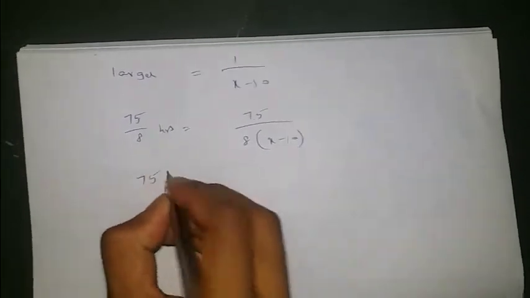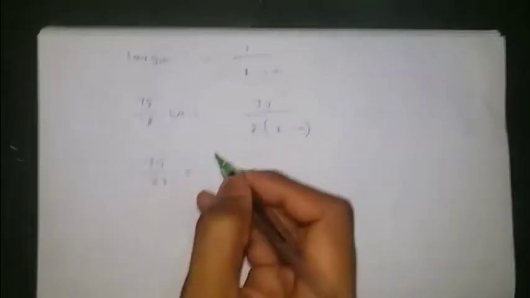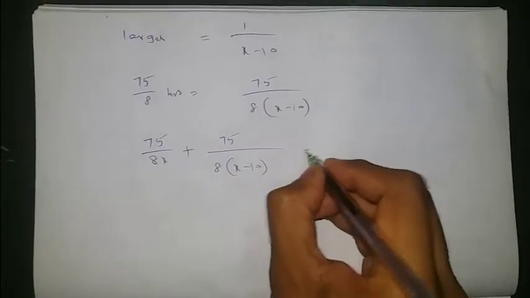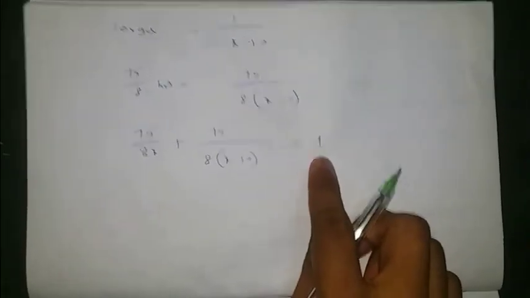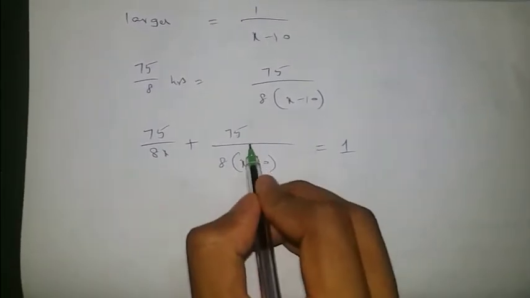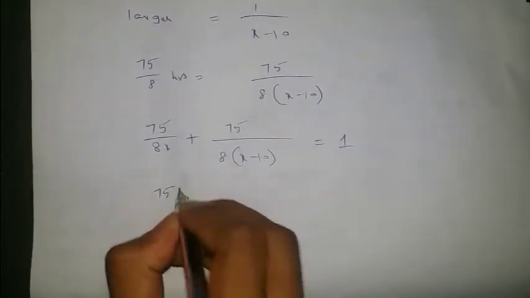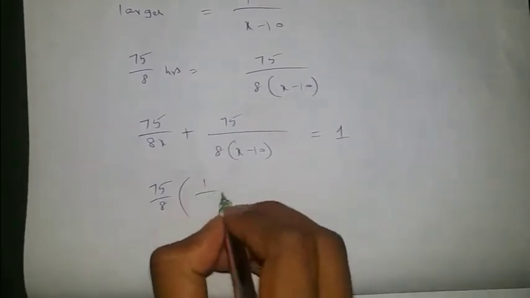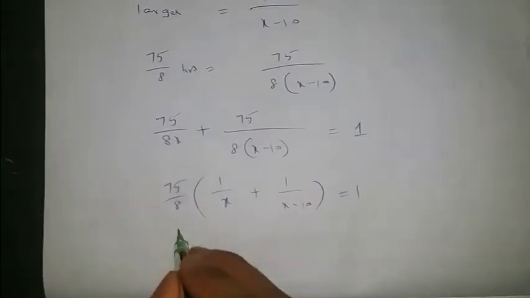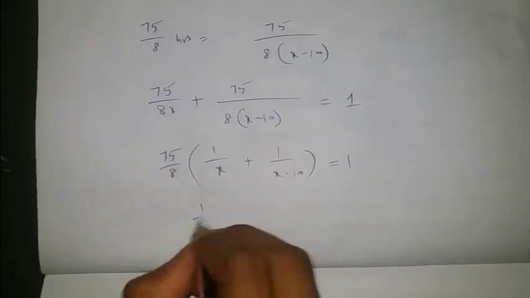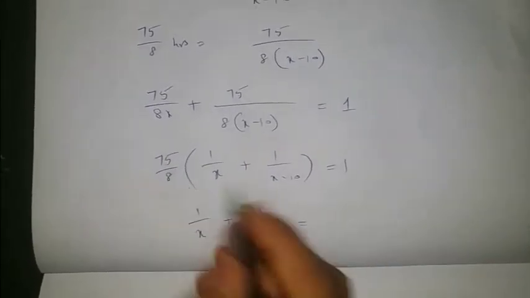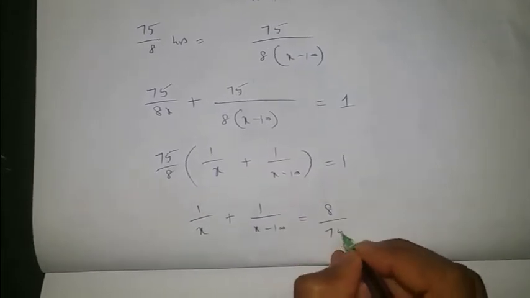Volume filled by the small tap, 75 by 8x, plus volume filled by the larger tap, is equal to the total, which is nothing but one part, completely. In the first term 75 by 8 is there, in the second term 75 by 8 is there, so I will take that 75 by 8 common. So we will get 1 by x plus 1 by x minus 10 is equal to 1. I will take the 75 by 8 completely to the right side, so we will get 1 by x plus 1 by x minus 10 is equal to the reciprocal of 75 by 8, which is 8 by 75.